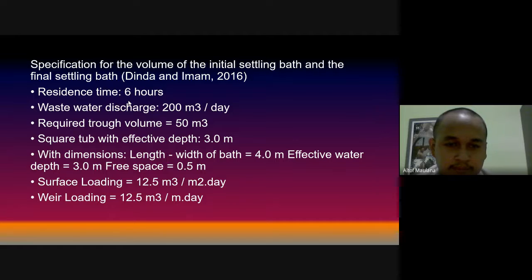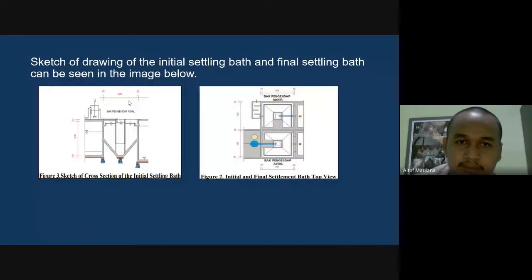There is free space of 0.5 meter. The surface loading is 12.5 cubic meters per square meter per day. The drawing of the initial settling bed and the final settling bed can be seen in the image below.